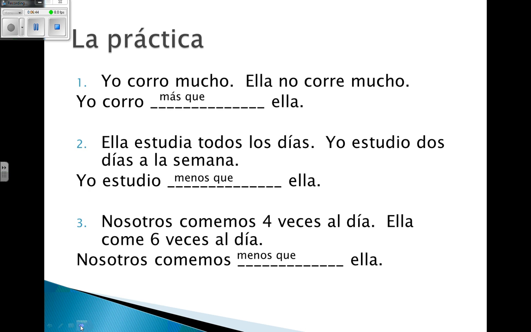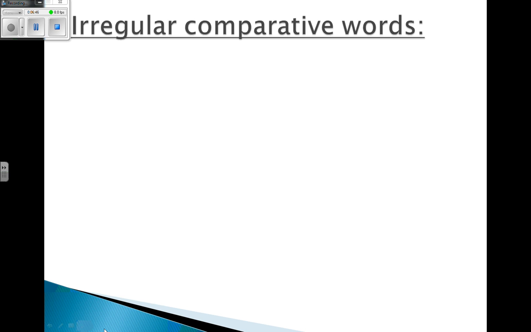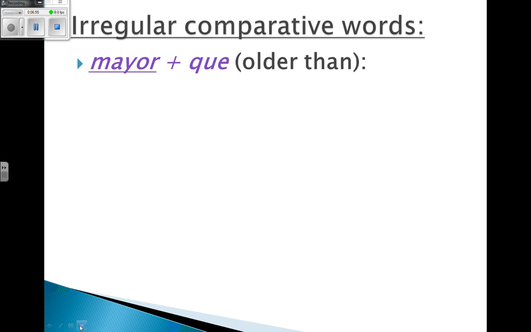Okay, almost done. With the regular comparative words. Okay, now is when we're going to say older than, younger than. You guys have learned this as well.